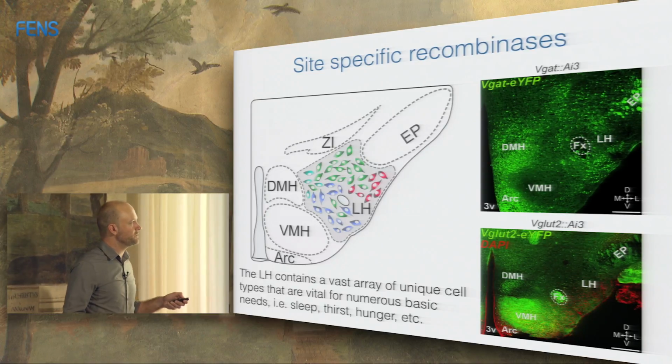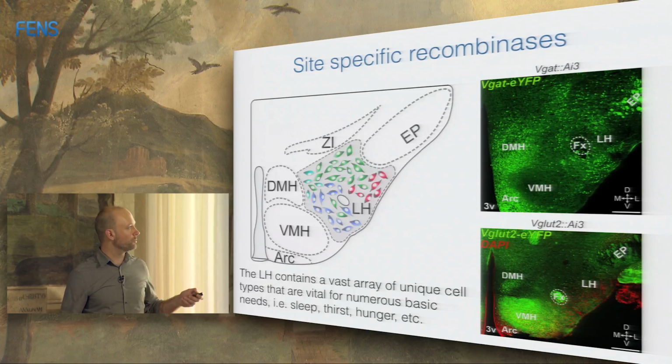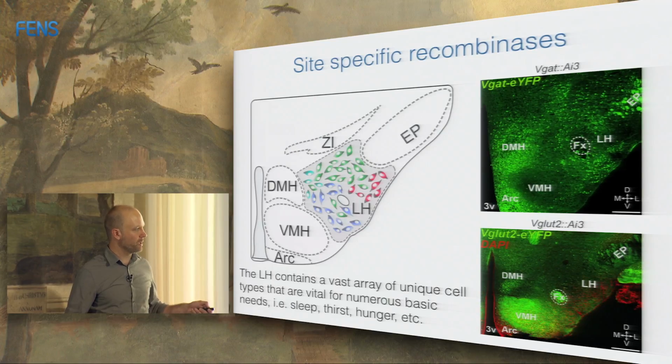And what you can see is that if you take different Cre lines of animals, so we took two lines, a VGAT Cre line, which expresses Cre recombinase under control of the vesicular GABA transporter, and a VGLUT2 Cre line, which expresses Cre recombinase under the promoter that's specific for glutamatergic neurons.